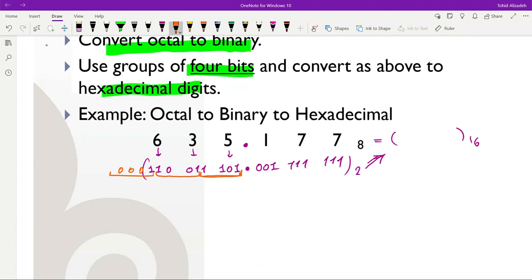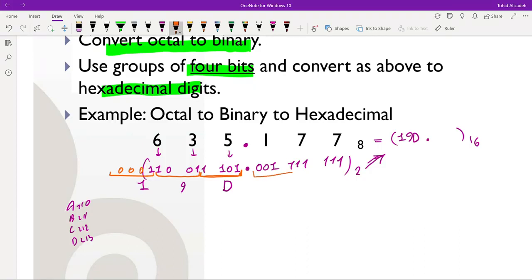So 1101 represents 8 plus 4 plus 1, which is 13. A, B, C. So this gives us C. No, D indeed. 13 will be represented by D. A is 10, B is 11, C is 12, and D is 13. So we will have D here. For 1001, we have 9, and for 0001, we will have 1. So 19D dot.